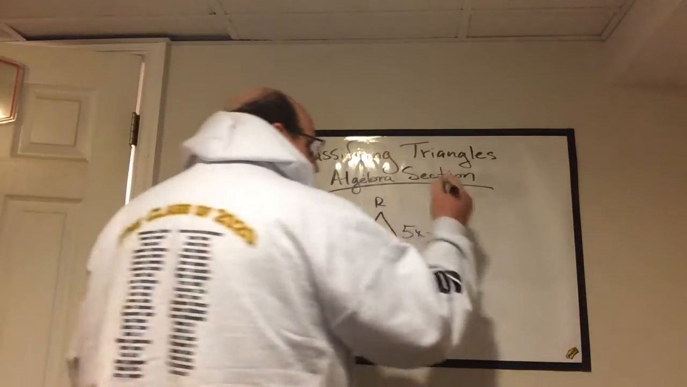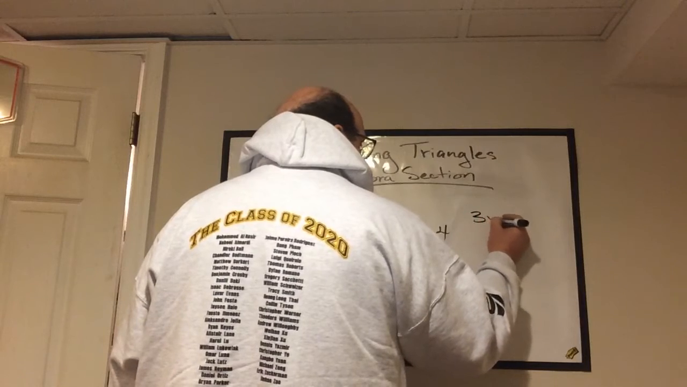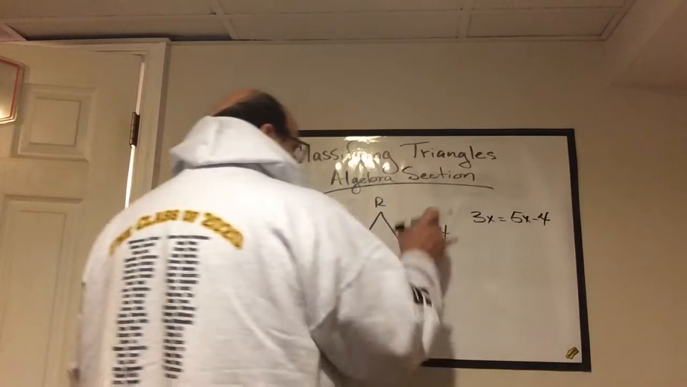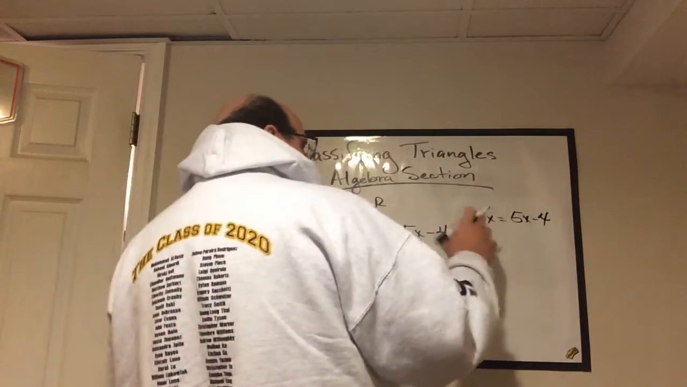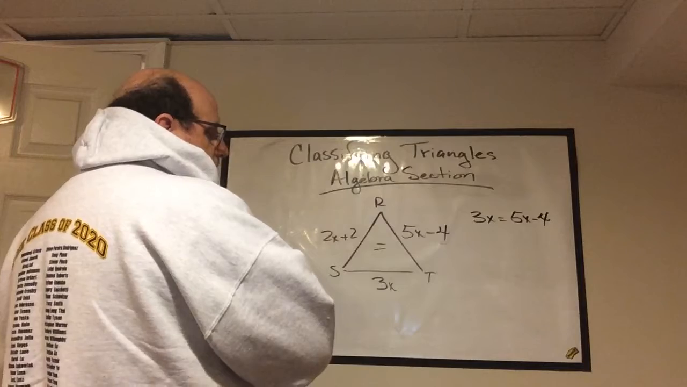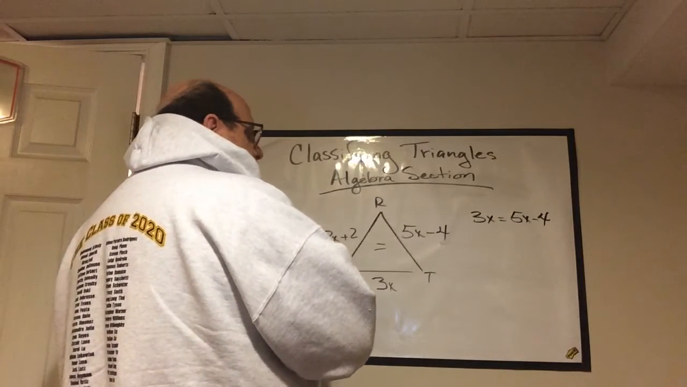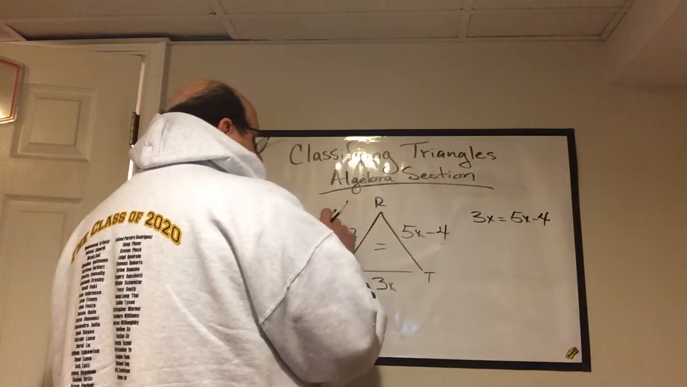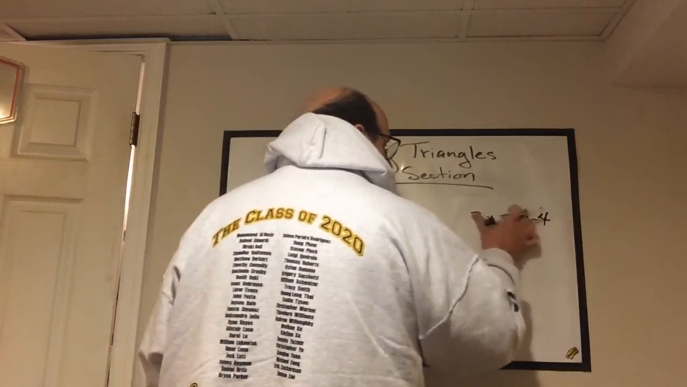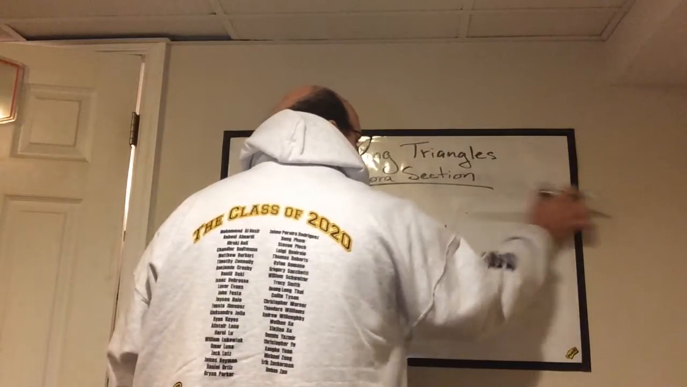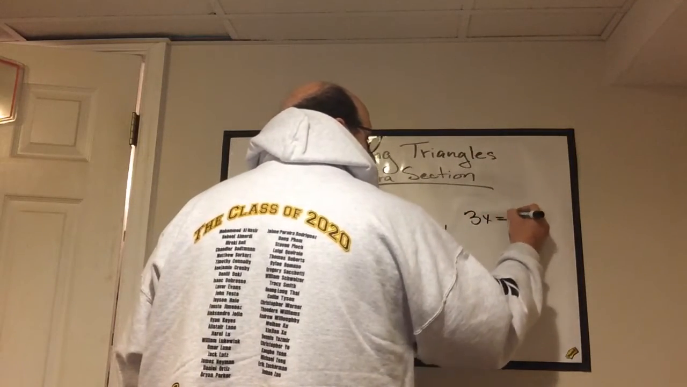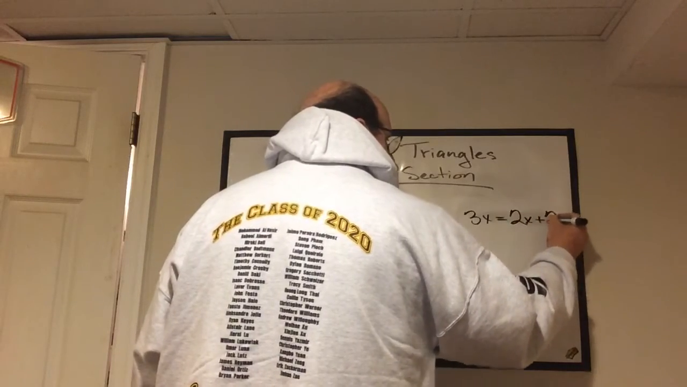All right, so you could do it 3 different ways. You could say 3x is equal to 5x minus 4, since all these sides are the same, and then just move stuff around and solve for x. For my taste, I like positive numbers, so I'm going to do it this way, and I think this is probably the easiest way to find out what x is. I'm going to tell you to do 3x is equal to 2x plus 2.